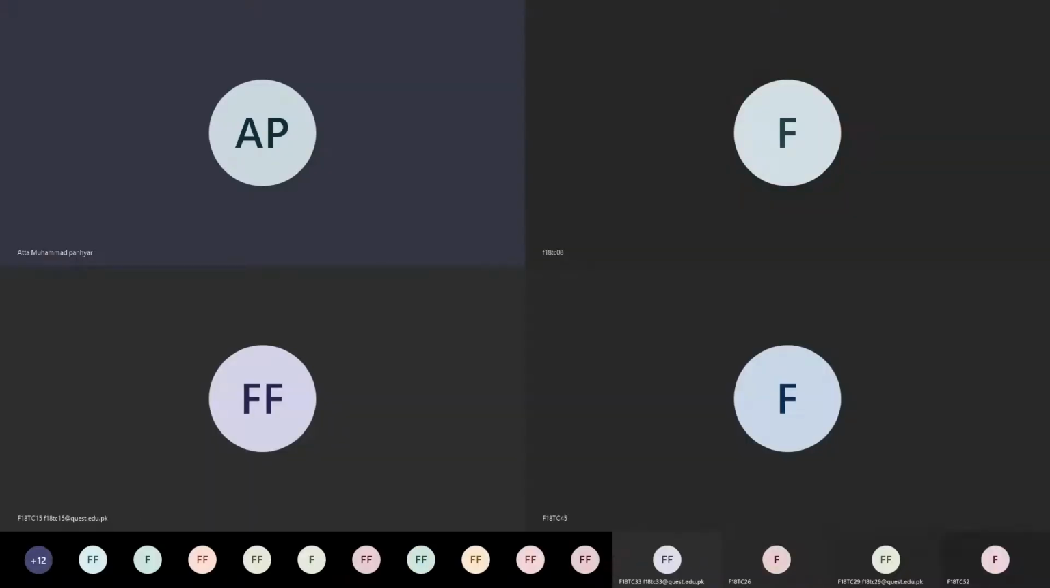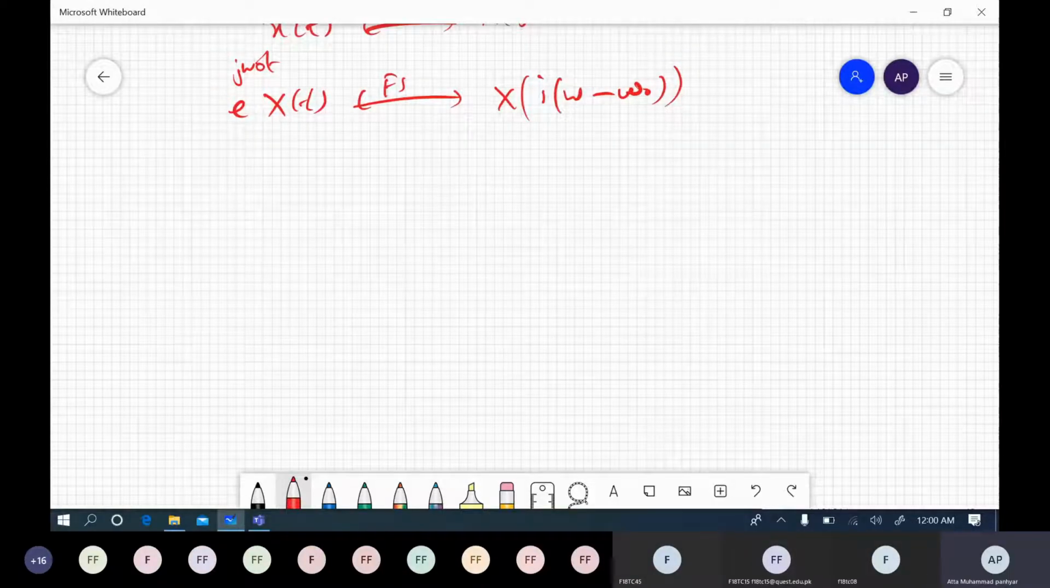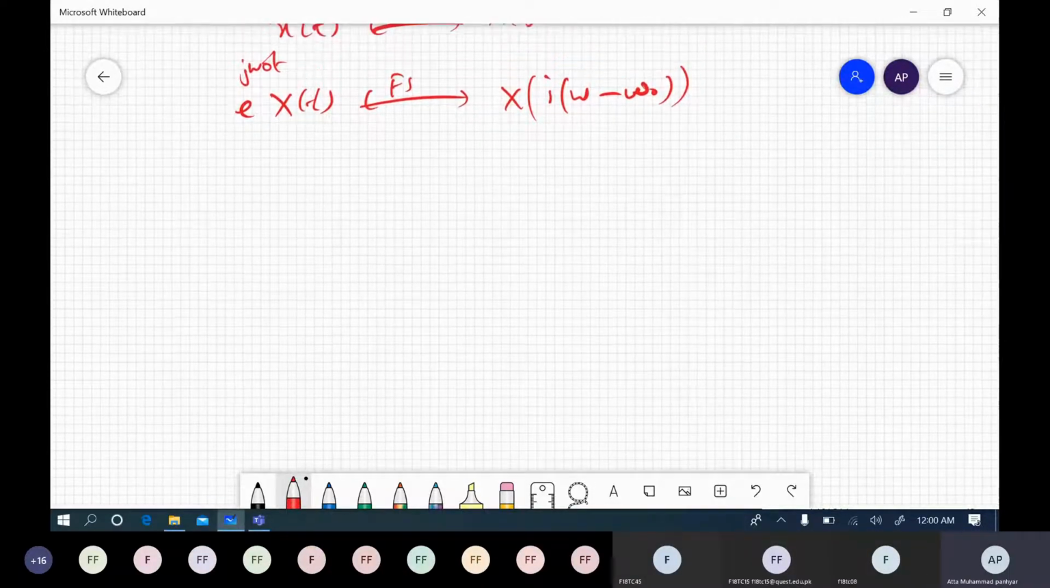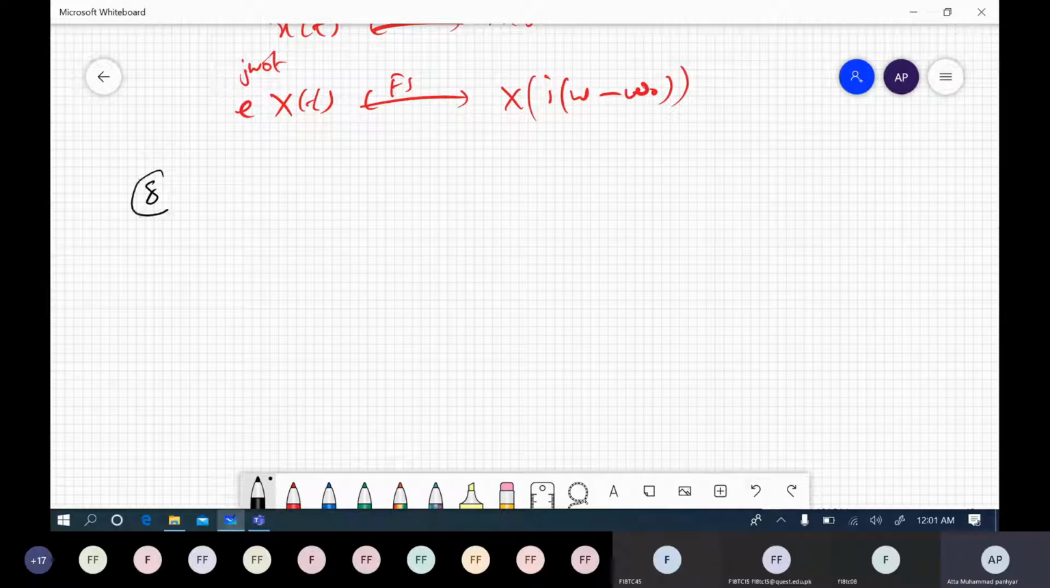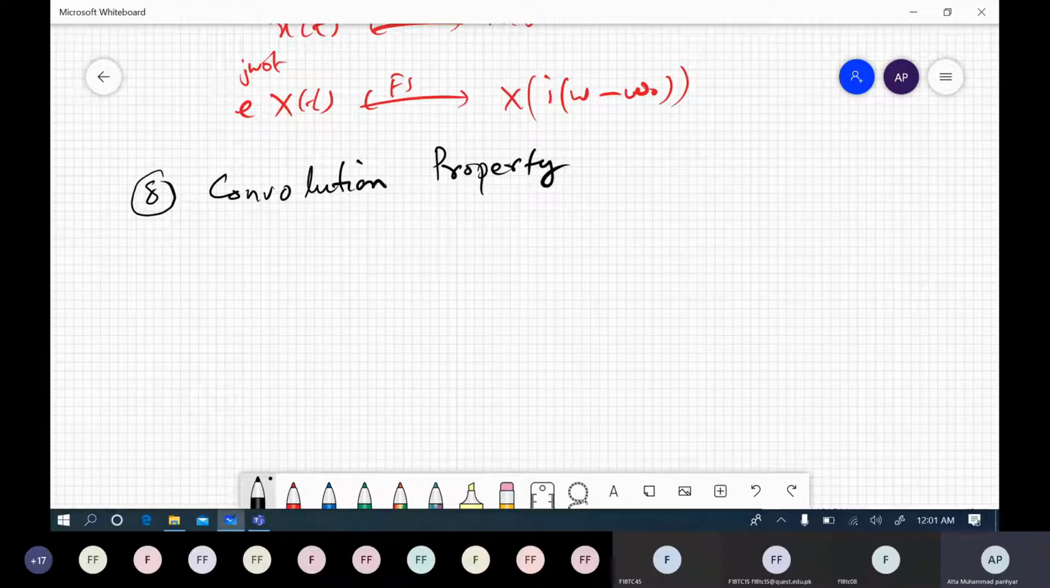Okay, welcome back. Now, a very important property of the Fourier transform, which we will be using many times in our future classes. That is property number 8, the convolution property. It is a very easy property if you pay attention.